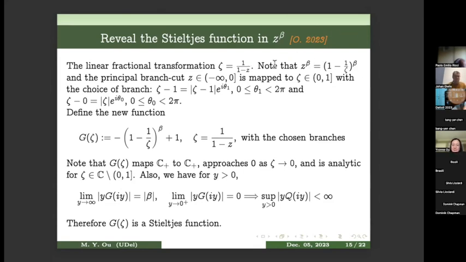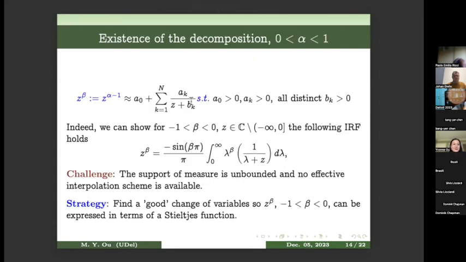Okay, so now let me go back, for the sake of clarity. Where is the singularity of z to the beta? For z to the beta, you need to take a branch cut, yes, because it is related to the log function by definition, so you have to take a branch cut.